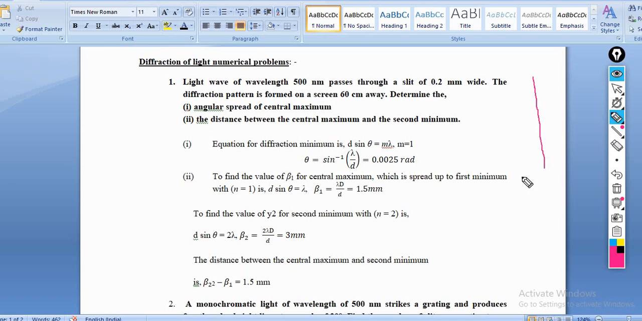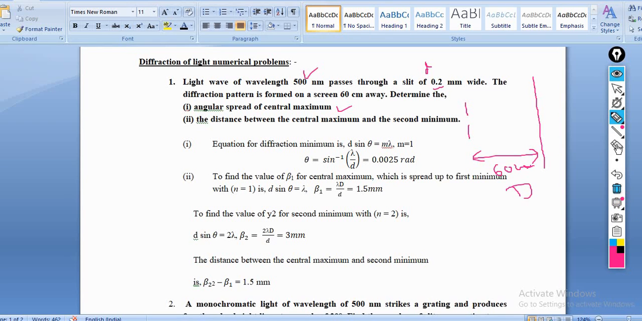So you have the screen and you have a slit, and the slit gap is 0.2. So this gap d is equal to 0.2 millimeter. And the gap between the slit and screen is given as D. This is 60 centimeter. I'm representing it by capital D. And the wavelength of light is 500 nanometer. So you have to find it for the central maxima.